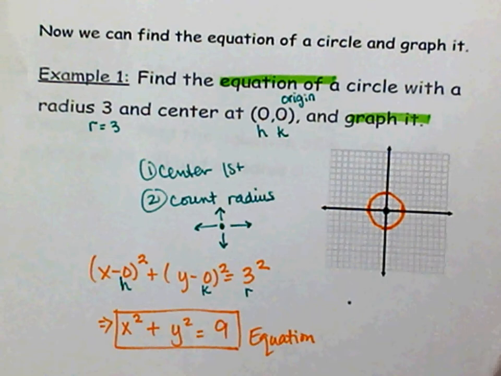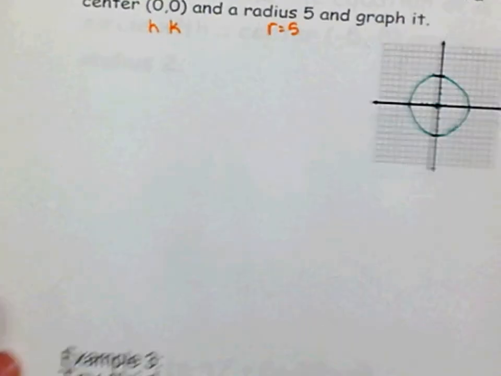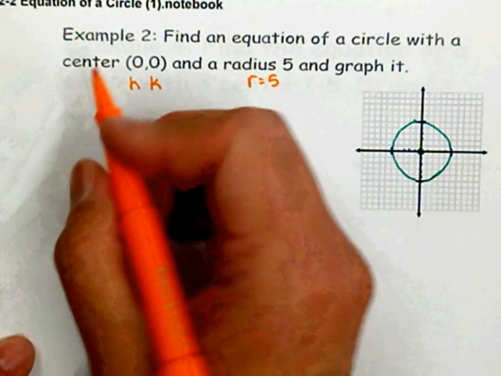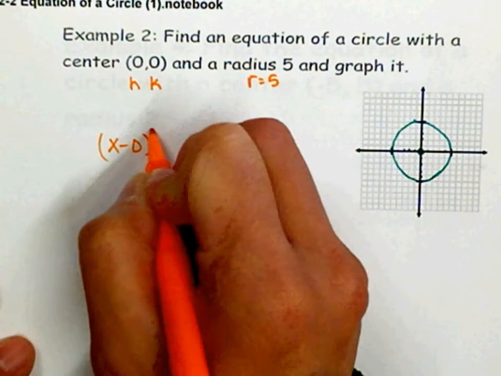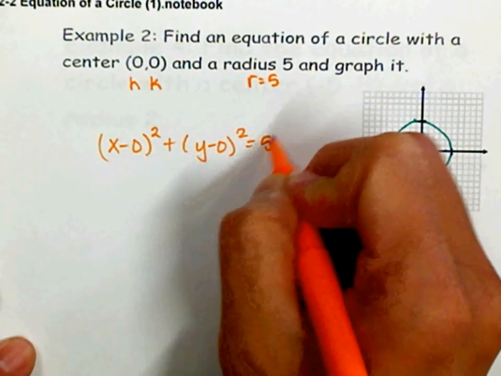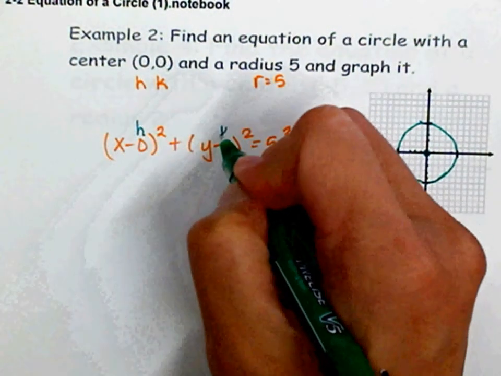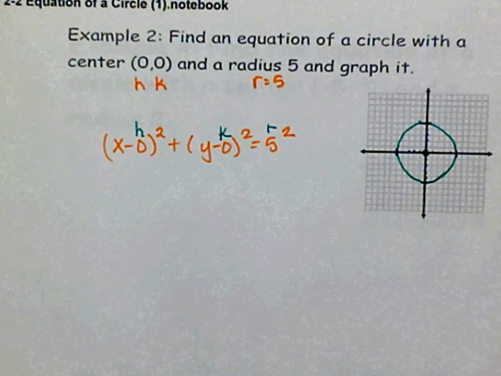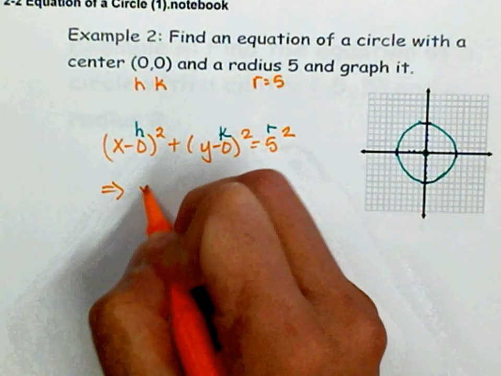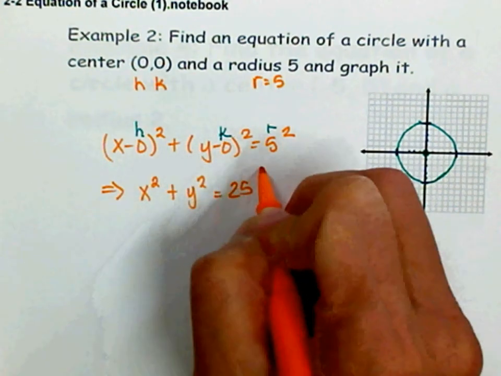All right, let's go to example 2. Let's write the equation there as well. Your center is 0, 0. Your radius is 5. So x minus 0 squared plus y minus 0 squared is equal to 5 squared. Okay? There's your h, there's your k, there's your r. Let's simplify that because we shouldn't be writing zeros in there. So x squared plus y squared is equal to 25. And there's your equation of a circle.